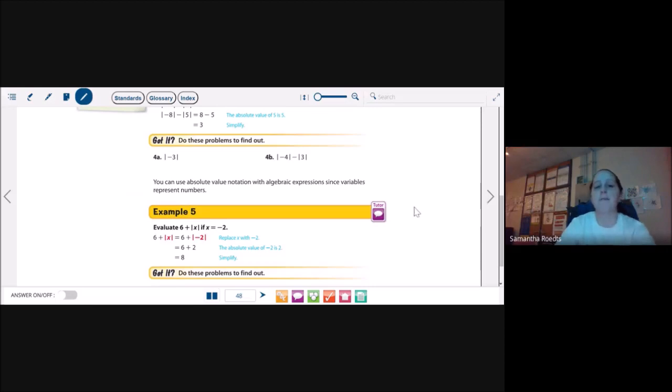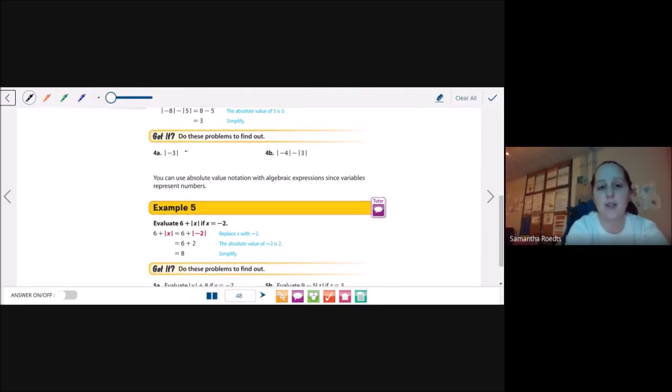All right, so let's try it out. 4a, the absolute value of -3. That's 3. 4b, the absolute value of -4 minus the absolute value of 3. So the absolute value of -4 is 4. The sign stays the same in the middle because there's no absolute value there. And then the absolute value of 3 is 3. So 4 minus 3 is 1.